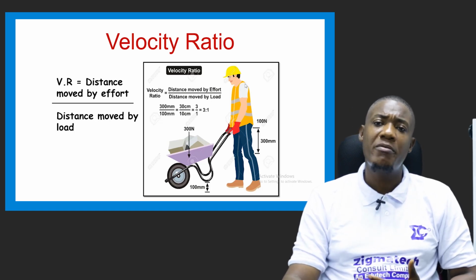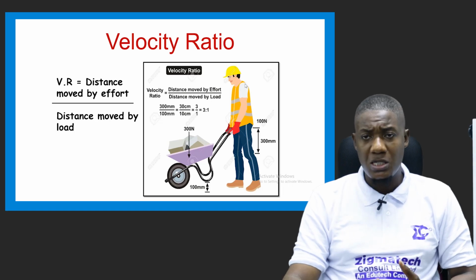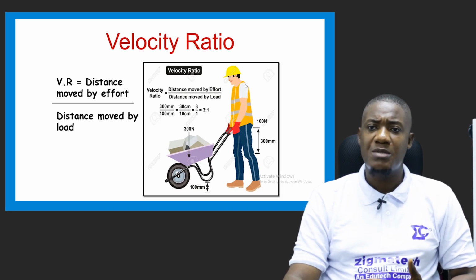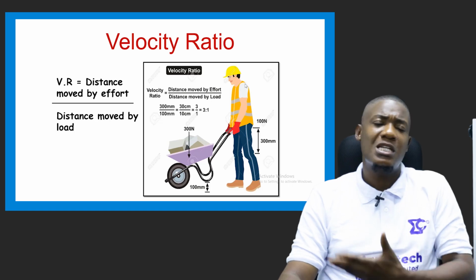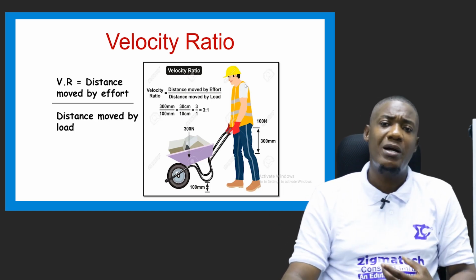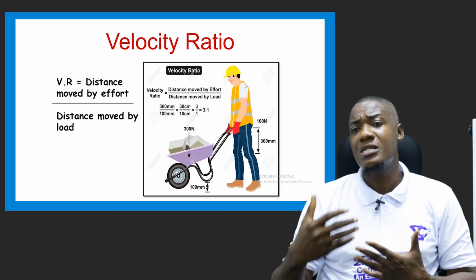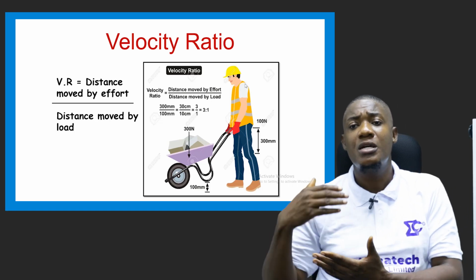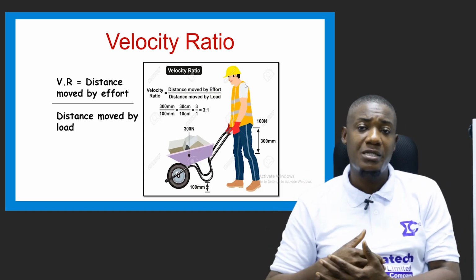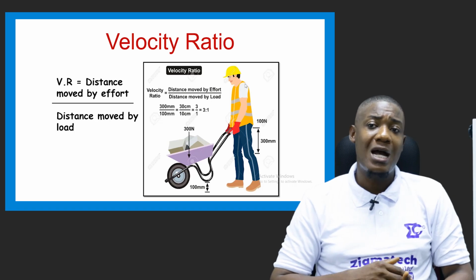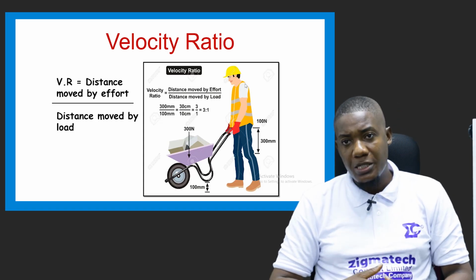Also, the velocity ratio of a machine has no unit because distance is measured in meters. The distance moved by the effort is in meters, the distance moved by the load is in meters, so distance over distance, meter over meter, is equal to 1. Therefore, velocity ratio has no unit.